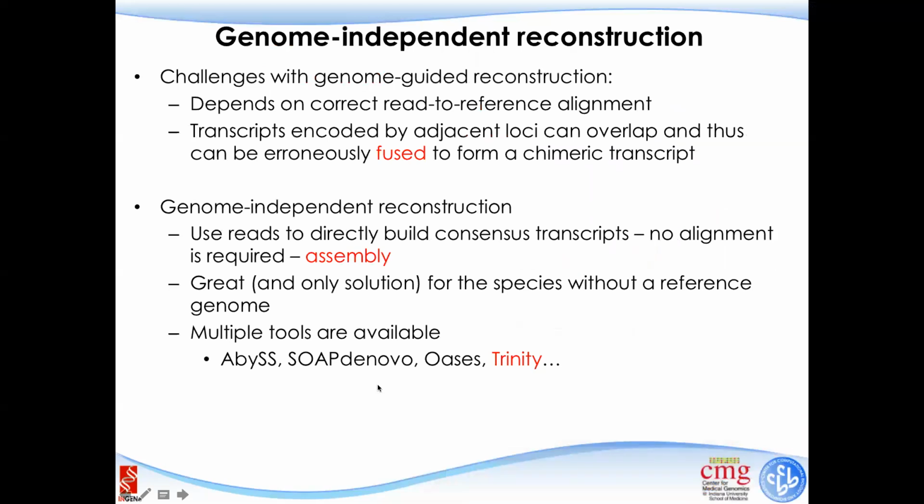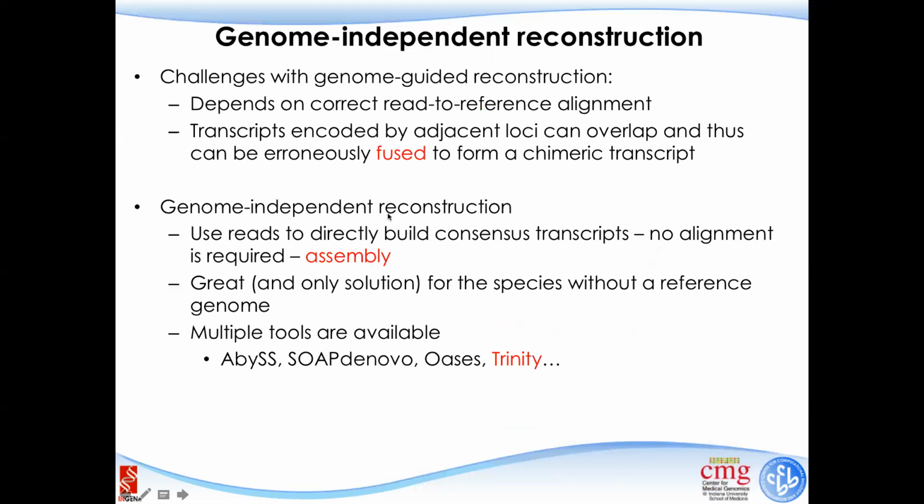We have also talked about genome-independent reconstruction. The challenge with genome-guided reconstruction is that it depends on the reference alignment. We will talk about gene fusion later, but in cancer, the genome is highly varied, and the cancer chromosomes may be highly varied compared to a normal cell's chromosomes. So the reference genome may not work well for cancer, and sometimes we may need genome-independent reconstruction for cancer study.